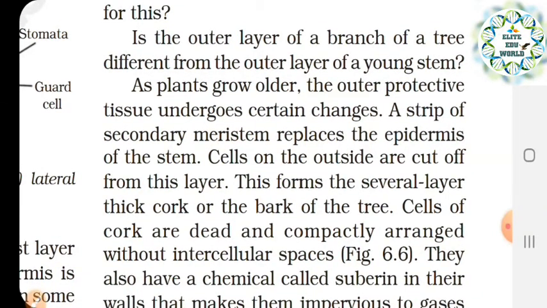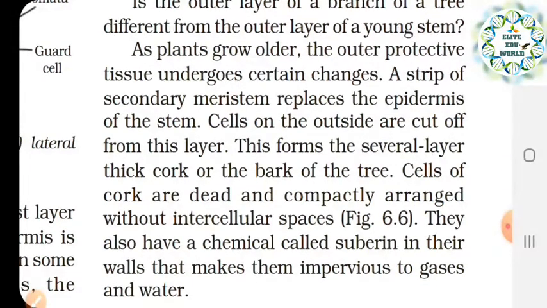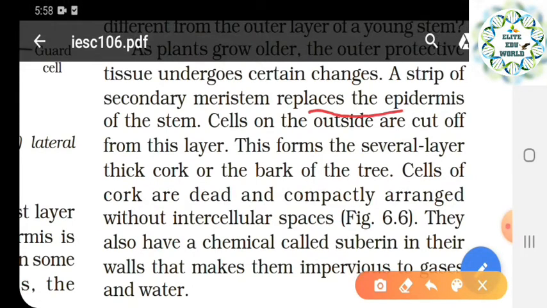That is why it is mentioned here that as a plant grows older, the outermost protective tissue undergoes certain changes. That protective tissue is replaced by a secondary meristematic tissue, because before it was meristematic tissue. The secondary meristem replaces the epidermis of the stem, because the epidermis is the outermost layer of the plant. So that is why it has a different structure or shape.